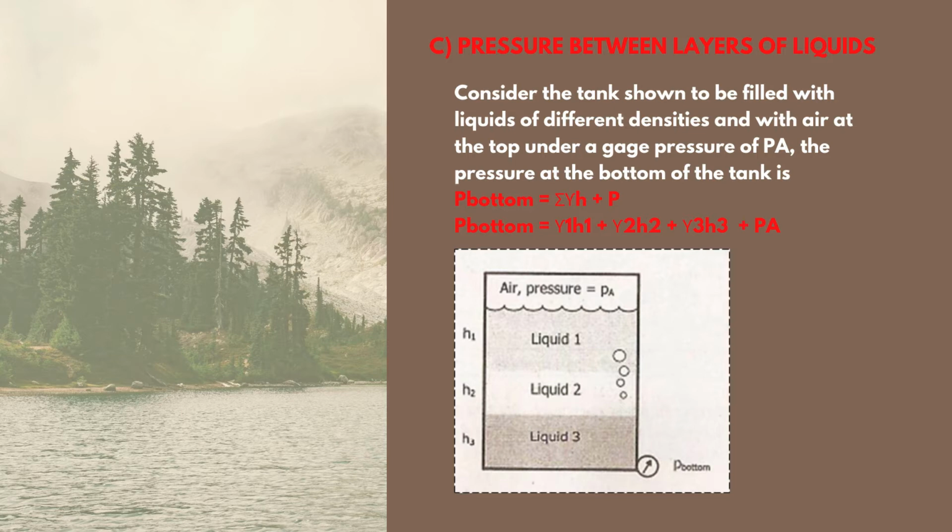So, para masolve natin yung pressure at the bottom, ang equation ay summation of the unit weight multiplied by H ng corresponding liquid plus the pressure, which dito sa ating figure ay yung pressure doon sa taas. So, ang value niyan ay unit weight 1 multiplied by H1 plus unit weight 2 multiplied by H2 plus unit weight 3 multiplied by H3 plus the pressure doon sa top, which is equal to PA. So, ayun class.